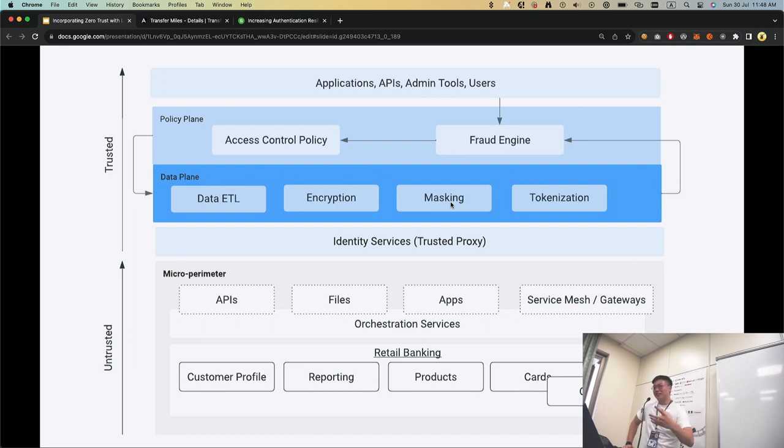Because when you have access to data, it's usually a raw set. But when it comes to zero trust, we want to make sure that each service has the minimum set of data possible. So we help them do that masking action as well. In some cases, tokenization. For tokenization, you can imagine it's more for something like credit card data. So these are the four key processes that we have.